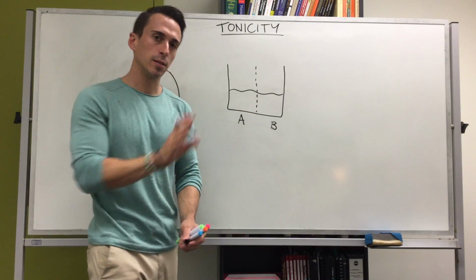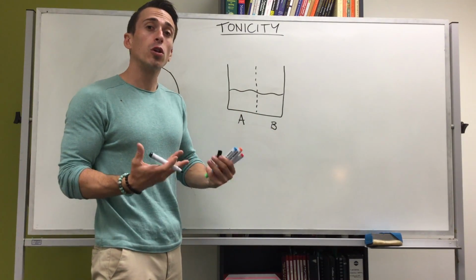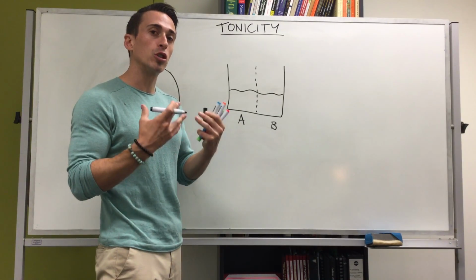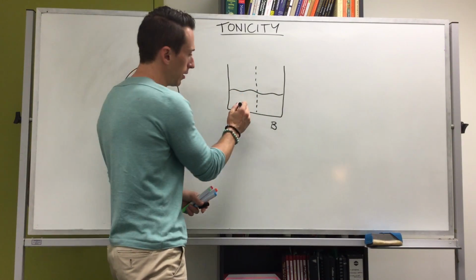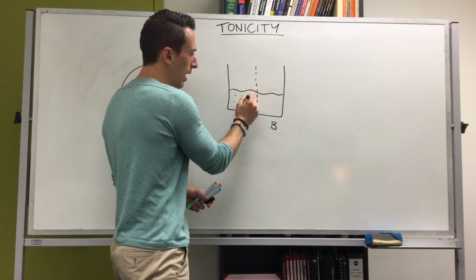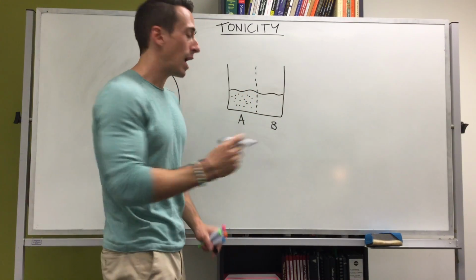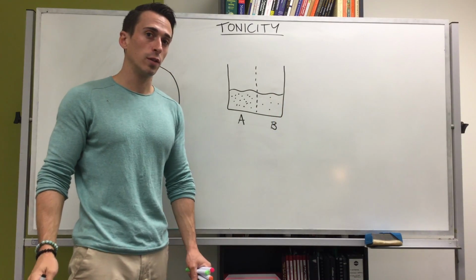Well, first thing is this. If we have a look at the concentration of some solutes, so solutes are just some sort of particles that are dissolved in some solvent or a solution. So let's just say side A, we have a fair few solutes dissolved in that solution. And then we compare it to side B, where there's not many solutes dissolved in that solution.